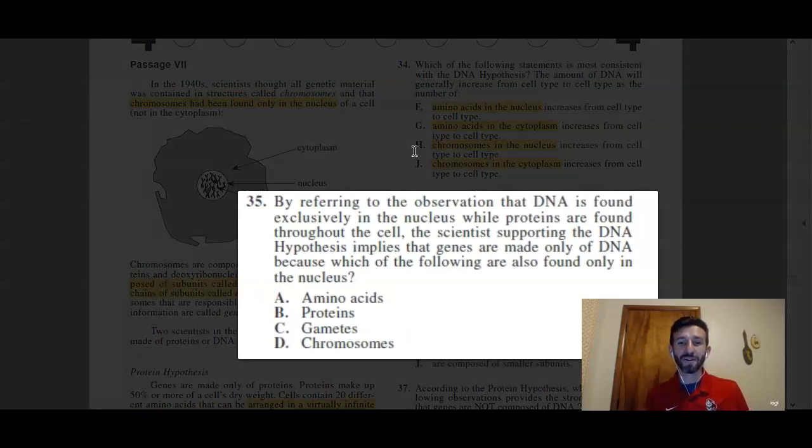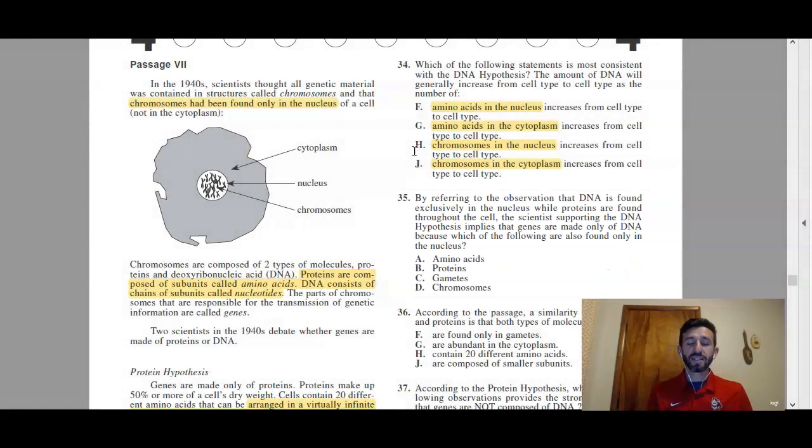Okay, hopefully you read question 35. Basically, we're trying to see here what kind of data supports the DNA hypothesis. What else is found in the nucleus? We've got amino acids, proteins, gametes, and chromosomes. These are all vocab words, but they are all vocab words that are defined for you in the text. And hopefully you underlined or at least noticed them as you read through the text. Chromosomes are over here. It says that they're always in the nucleus. So that matches, right? So maybe the answer is chromosomes.